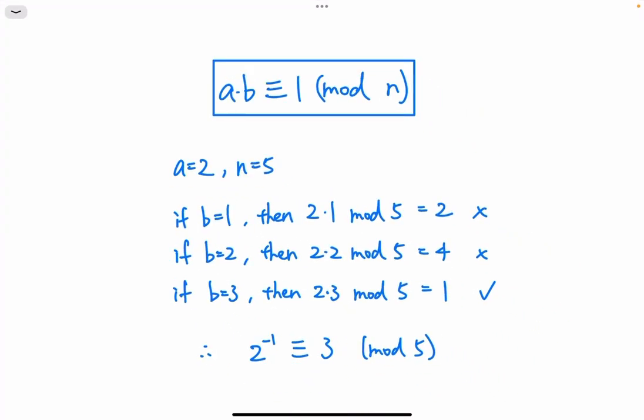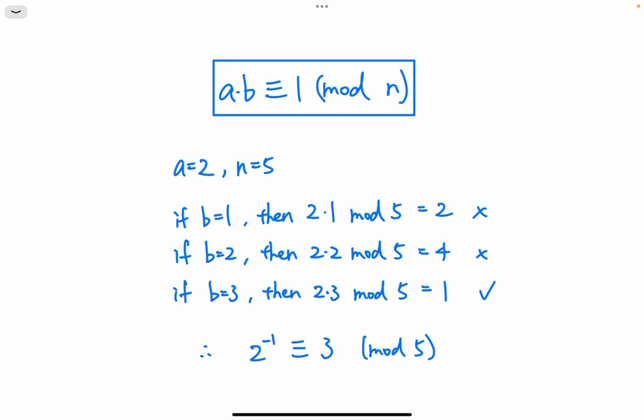And now we'll look at the way of finding the multiplicative inverse. We take a equals 2, n equals 5 as an example. We're trying to find a number b that satisfies the equation. So we try it out, right? If b equals 1, then 2 times 1 mod 5 is equal to 2, which doesn't satisfy 1.